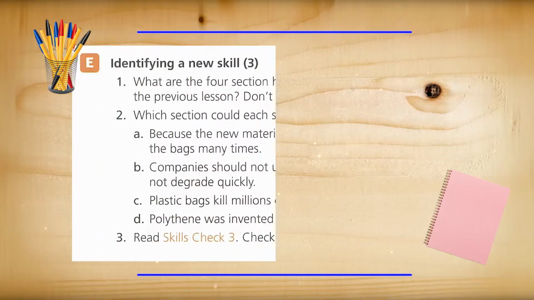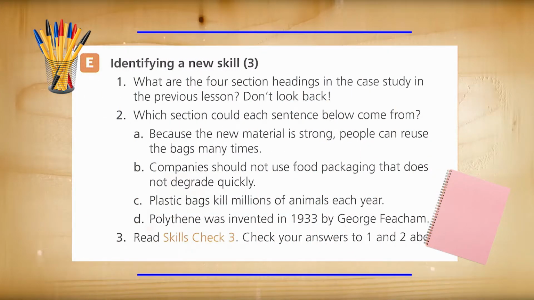Now let's go to a few questions that you will be having on the screen so that we can check what we learned in the skills check boxes. E. Identifying a new skill 3. Number 1. What are the 4 section headings in the case study in the previous section? Please don't look back. The 4 headings are background, the problem, the solutions, conclusion.